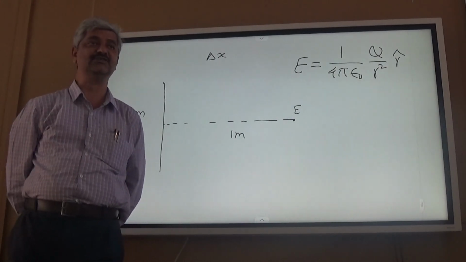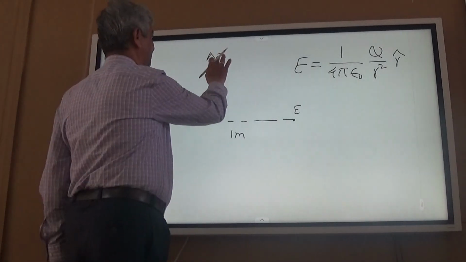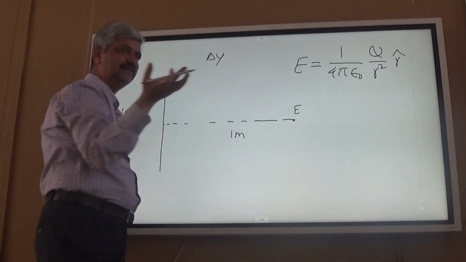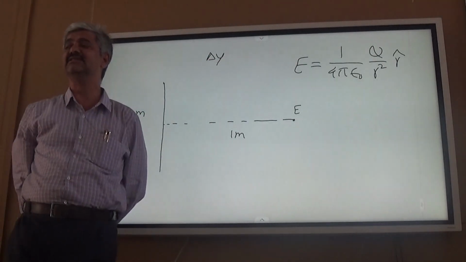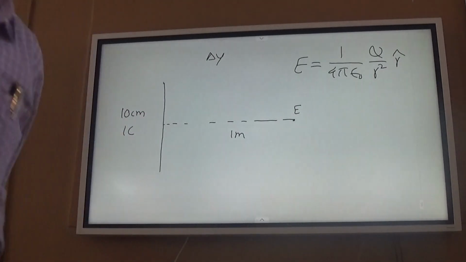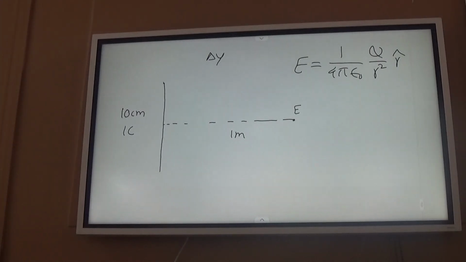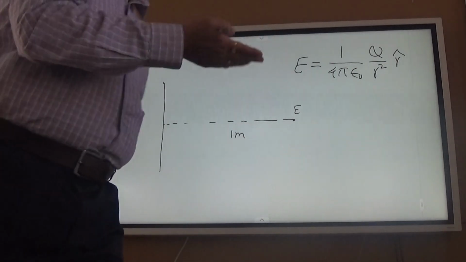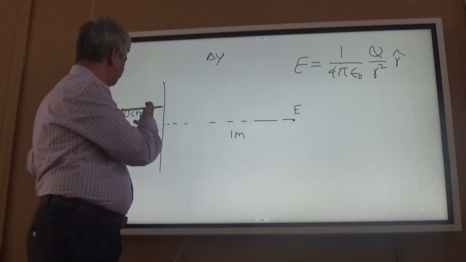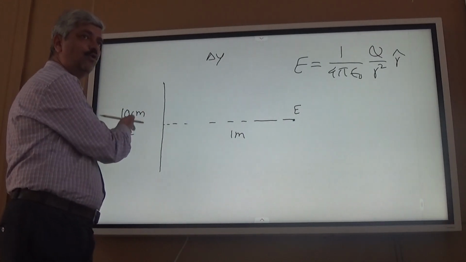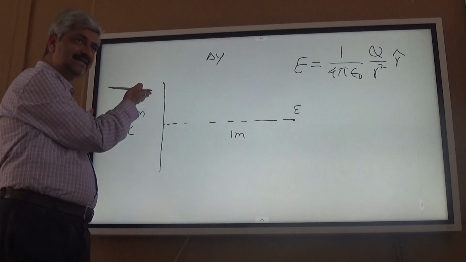If the length is delta x, or in the y direction, I deliberately chose to have it vertical so that it becomes delta y. I think there should not be any problem. If I choose delta y length, how much charge will it contain? The charge contained by the small segment of the wire of length delta y is delta y times the charge per length, that is, 1 coulomb upon 10 centimeters.